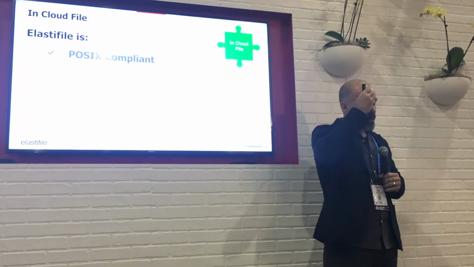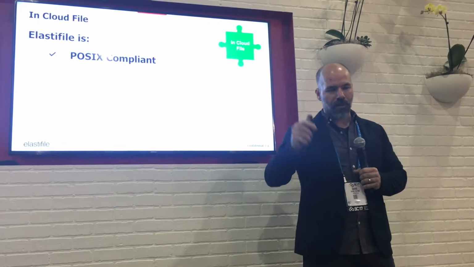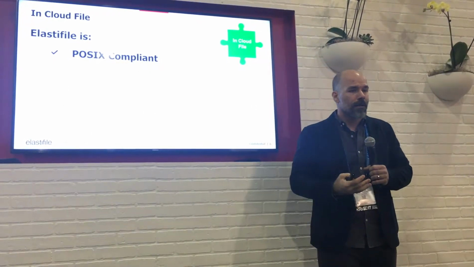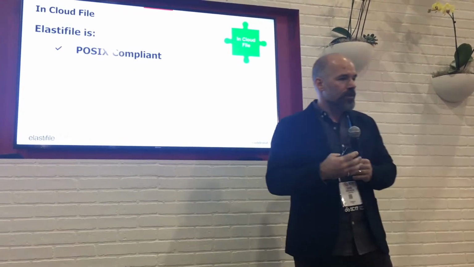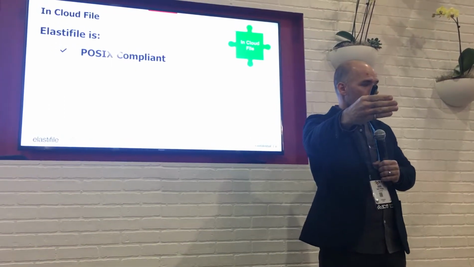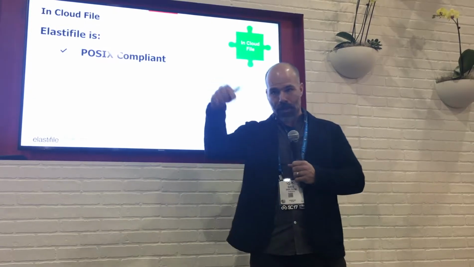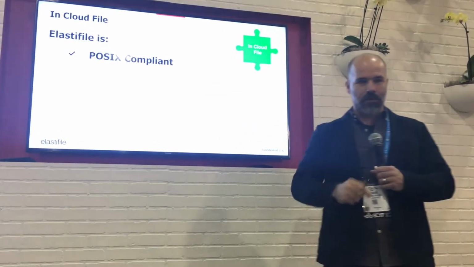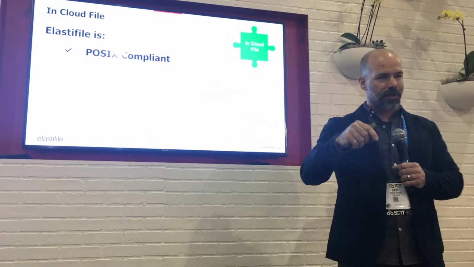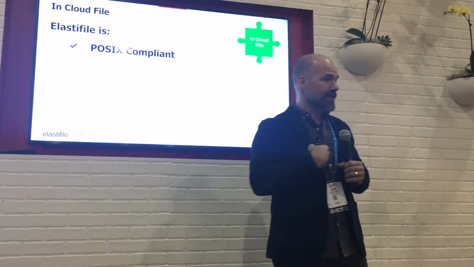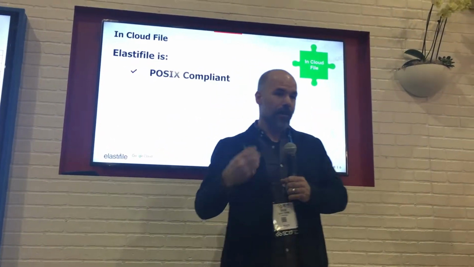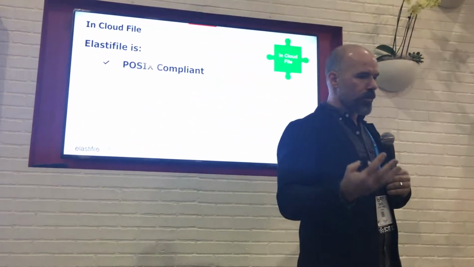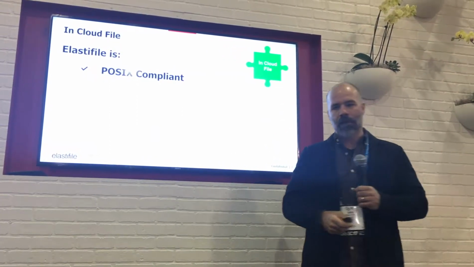Firstly, to be in cloud file, there are a few things we have to check the box on. One is we have to be POSIX compliant. For example, there's no POSIX compliance in object stores. Object stores are eventually consistent. So if I'm a POSIX file system, when I write a piece of data, and I'm a database that wants to read that data, I have to be guaranteed that the last piece of data written is the next one that I read. If my data is eventually consistent, and I read the data and get a stale piece of information, that's bad, right?